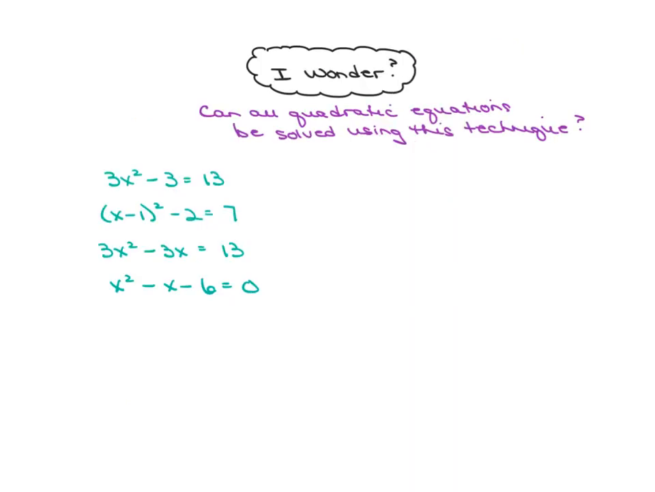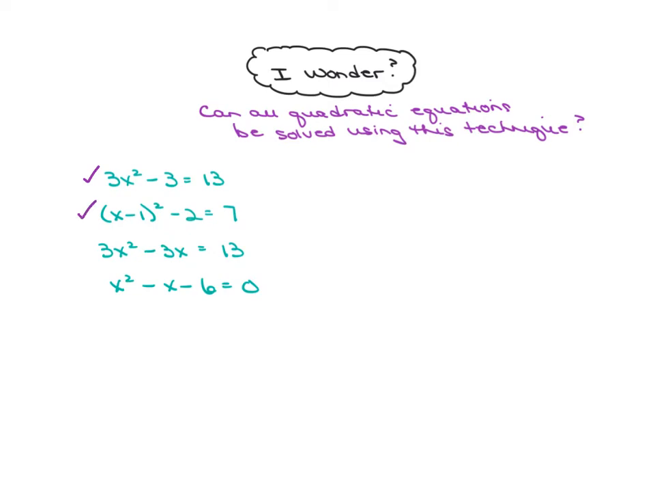All right, now that we've seen how to use the square root method to solve two example quadratic equations, this leads me to the big I wonder question. I wonder, can all quadratic equations be solved using this technique? All right, so I have 4 different examples here. Let's kind of go through and give a yay or a nay. So we've just seen 3x squared minus 3 equals 13. Yes, we could totally solve that one, as we could the second one.